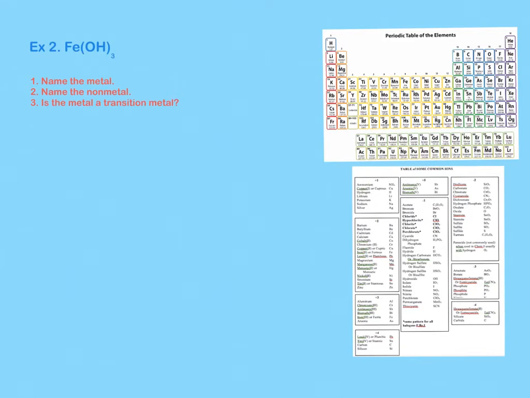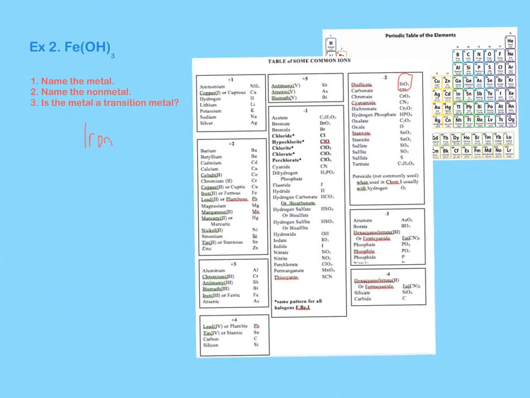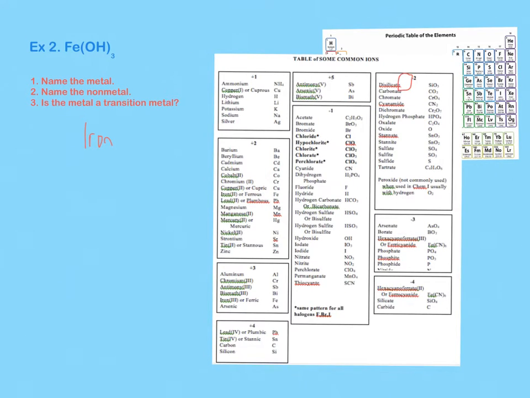So we're going to start this the exact same way. The first thing I'm going to do is name the metal. The metal is Fe. That is iron. And OH, it has parentheses, so that right there is going to be a hint that I'm going to need my chart. So I'm going to use my chart here, and I'm going to try to find the OH. When I find OH, I realize that my OH is right here, and that is hydroxide.